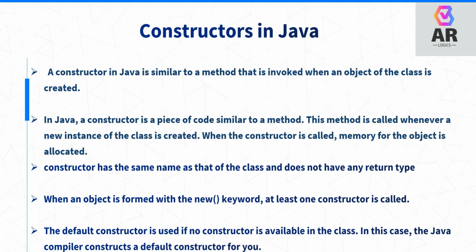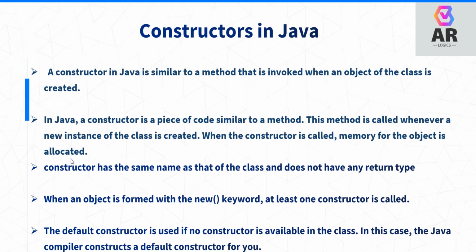So a constructor is responsible for initializing an object. It is called at the time of object creation and can be used to set the initial values of object data members. A Java constructor is a piece of code similar to a method. It is called whenever a new instance of the class is created, and when the constructor is called, memory for the object is allocated.